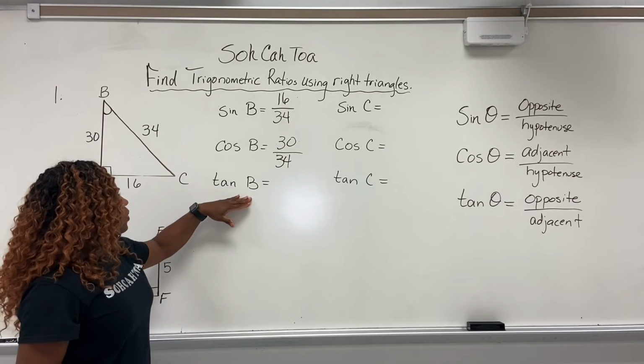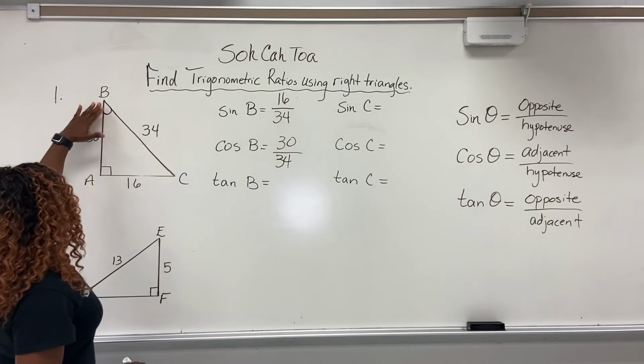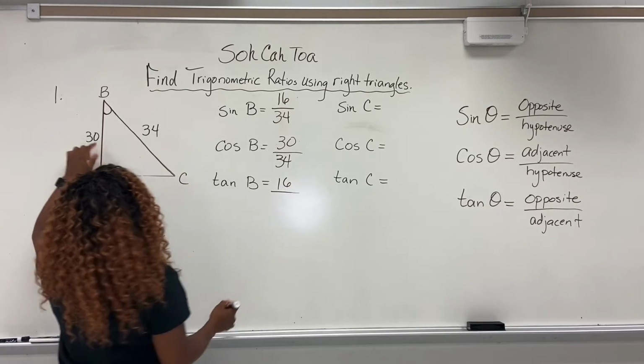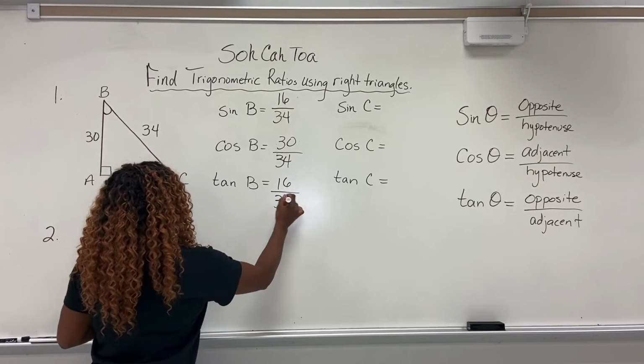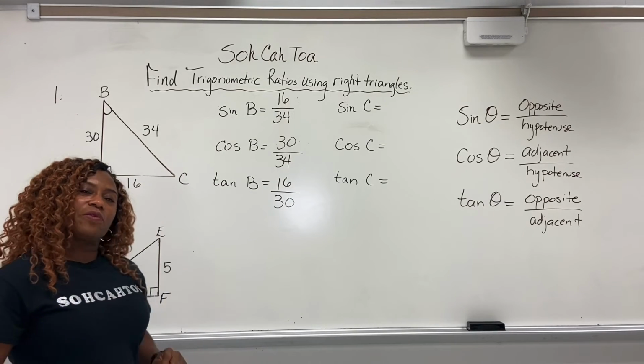Tangent of angle B, we're looking for the opposite over the adjacent. So again, the side opposite angle B is 16, and that adjacent side is 30. So those are the ratios for angle B. Let's do the same for angle C.